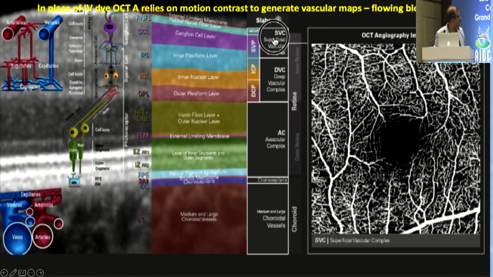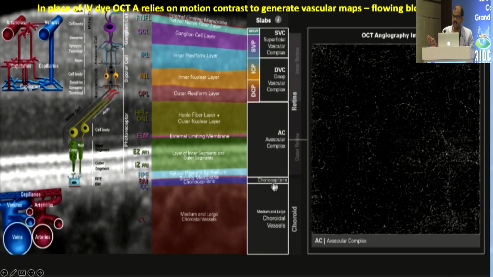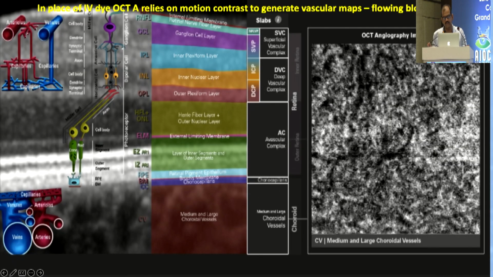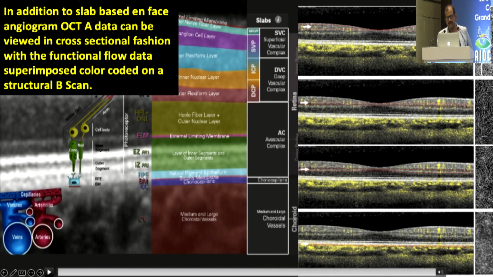So this has already been discussed by Dr. Avninder in detail, where various en face maps of vascular patterns of different layers are created and represented on the screen. In addition to the en face slab-based angiogram, OCT data can also be viewed on cross-sectional flow cross-sections, and the flow data is superimposed on those cross-section images. This is very important to differentiate the lesion. The yellow color here demonstrates the flow in various layers.